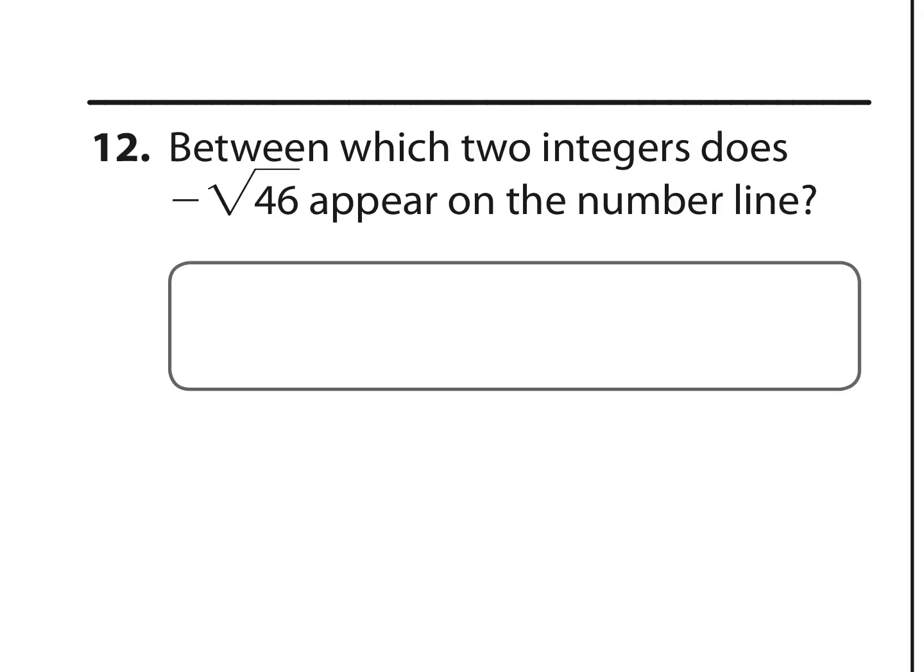Last, we're going to look at problem number 12, and it says, between which two integers does negative square root of 46 appear on the number line? Well, we type it into our calculator, and our decimal is -6.78... Keeps on going. So it's -6 point something. So 6 point something would be between 6 and 7. So -6 point something is between -7 and -6. And we're finished.